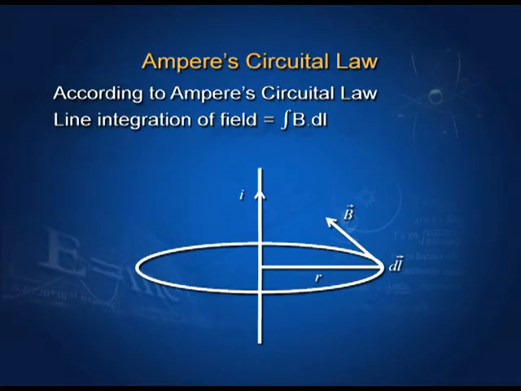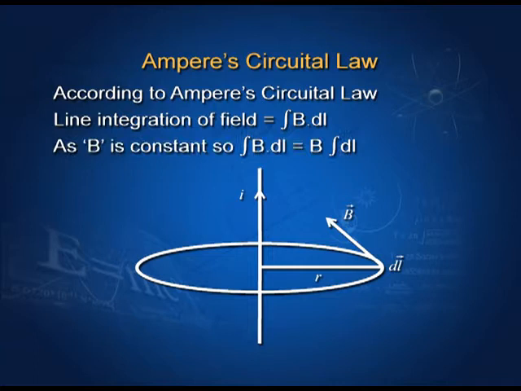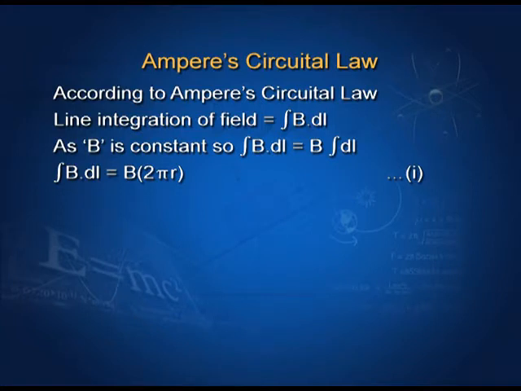Line integration of magnetic field B dot dl around the conductor will be equal to integration B dot dl. As B is constant over the loop, integration B dot dl equals B integration dl. We know integration of dl over the whole loop is equal to 2 pi r. So integration B dot dl equals B into 2 pi r. Say this is equation number 1.